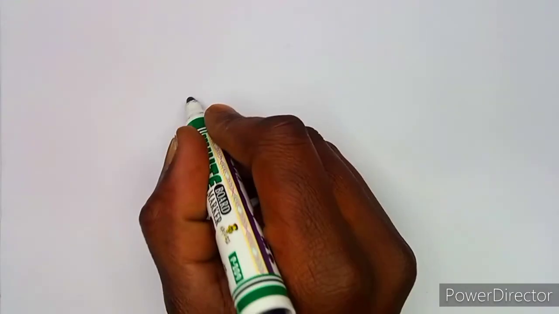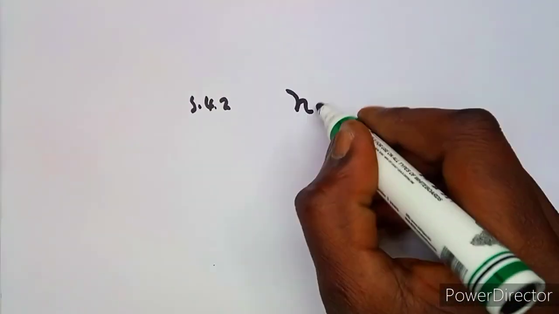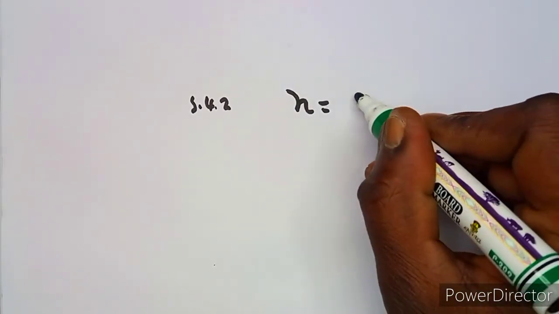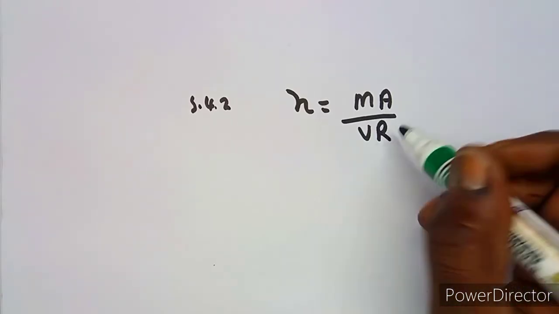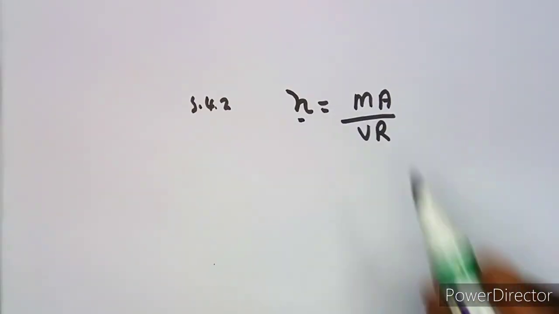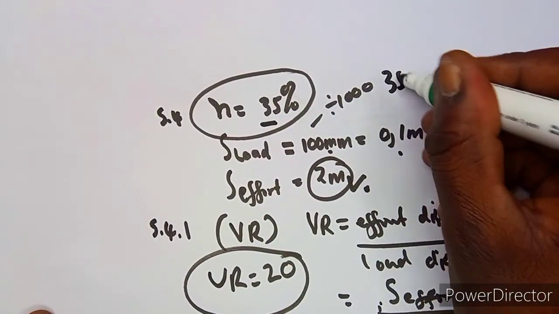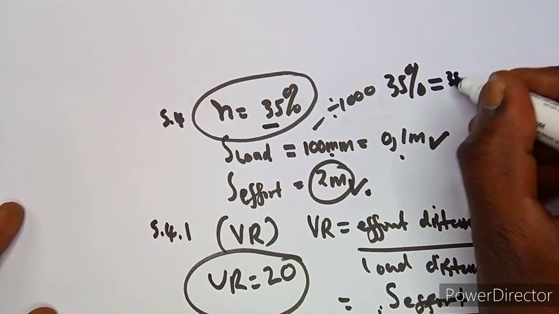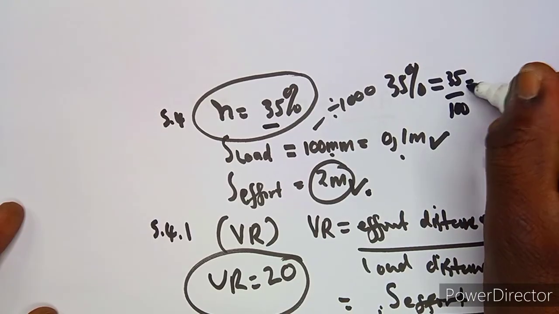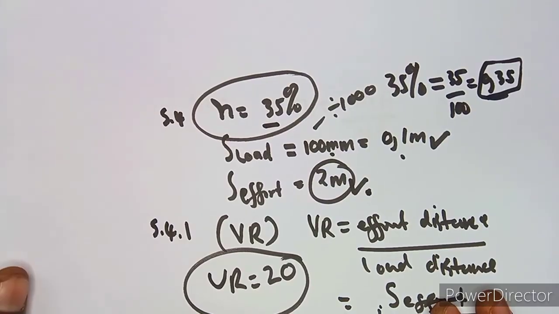So in 5.4.2, we know that when we are given the efficiency, we can take advantage of this, because efficiency is the mechanical advantage over the velocity ratio. So we can substitute this. When you are given the efficiency, you have to convert it to a decimal. The efficiency is 35%, so 35% is equal to 35 over 100, which is equal to 0.35. That is what 35% means as a decimal.